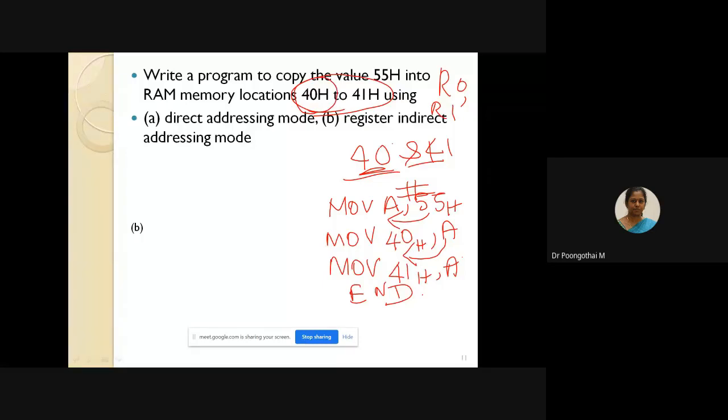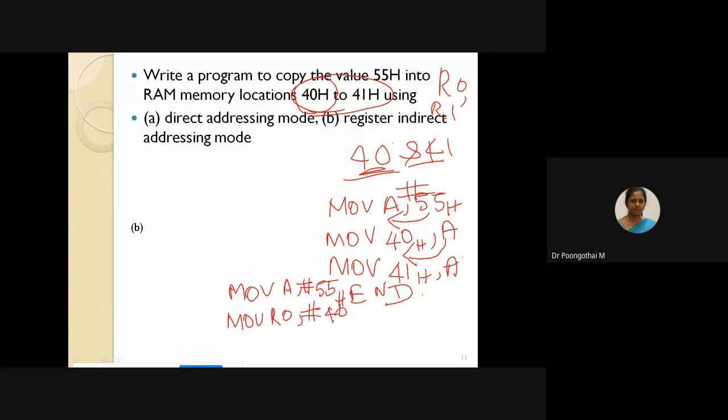Okay. So what is the first instruction? MOV A, #55. And what is the second one we have to do? What is the next step? We have to load this address into your pointers. So here you can use either R0 or R1. So MOV R0, #40H.